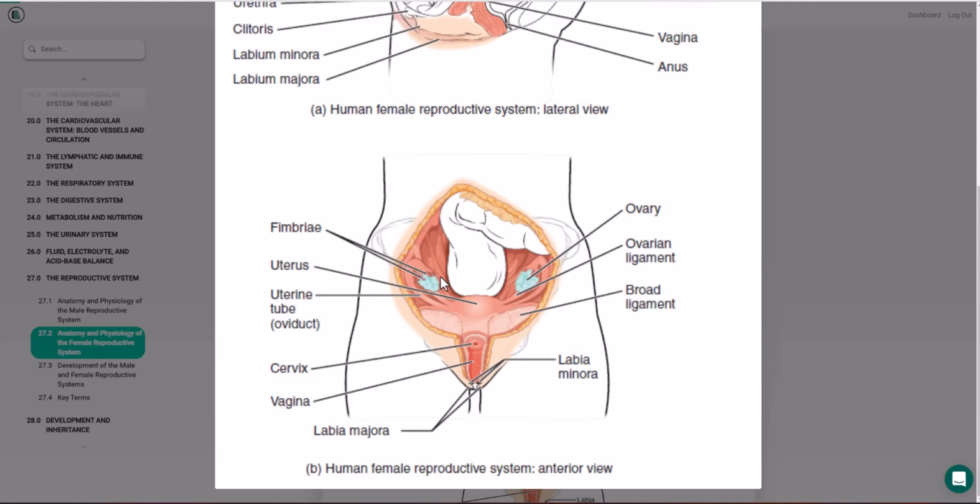Now the fimbriae come into very close contact with the ovary, and upon ovulation, the release of an egg, there are some chemical signals that are sent out as the egg is being released, and the fimbriae, the fallopian tube, actually will move to wherever that egg is being released. So the egg is not released from the same place in the ovary month after month.